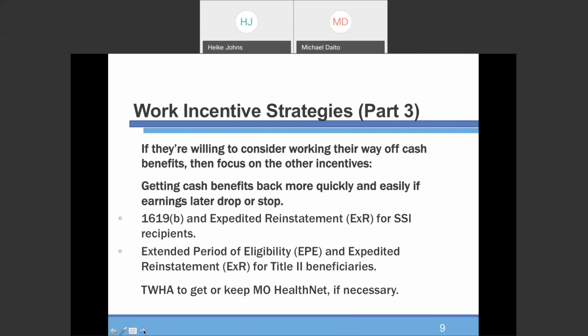You'd also want to focus on work incentives that would protect them and let them get back on cash benefits more quickly and easily without having to reapply if they later stop working or their earnings drop low enough. And those work incentives would be 1619B and possibly expedited reinstatement for people who get SSI. And for people on Title II, it would be the extended period of eligibility and expedited reinstatement. And again, the Ticket to Work Health Assurance, TWHA program, can be really useful in addition to enable people to get Mo HealthNet or keep it if they otherwise wouldn't receive it or would have to pay more for it.